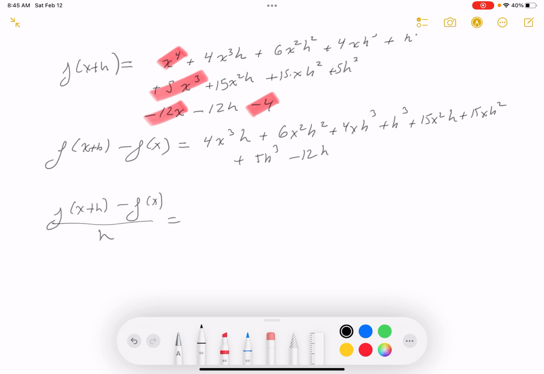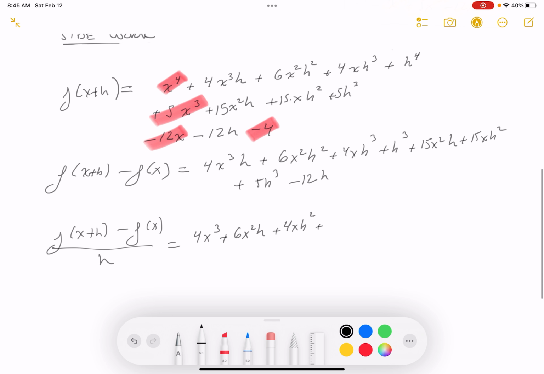Well, a lot of copying, isn't there? 4x cubed plus 6x squared h plus 4xh squared plus, I think I made a mistake somewhere. Let me see, 3, 4, 2, 2, 1, 3. Yeah, I made a mistake. I've got to correct it.